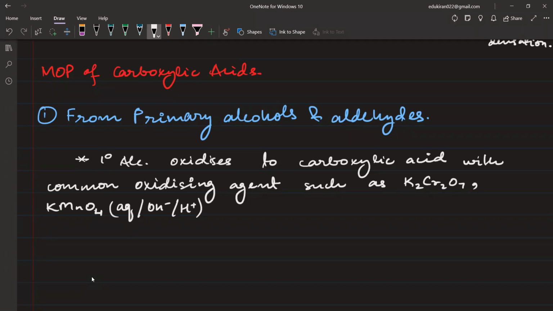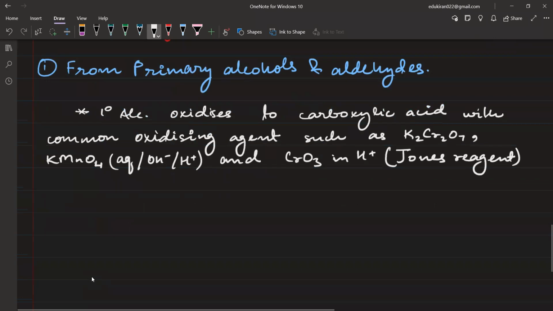You can use it in any medium. If you see KMnO4, you are going to oxidize it to carboxylic acid, and CrO3 in acidic media. This is known as Jones reagent. Remember this. Jones reagent. Write some examples. OH, CrO3 and H2SO4. This is Jones reagent.